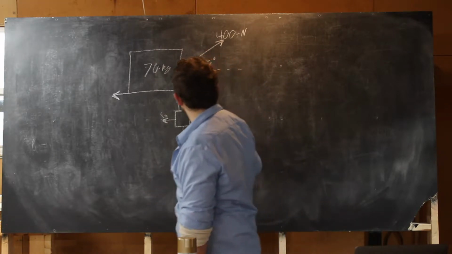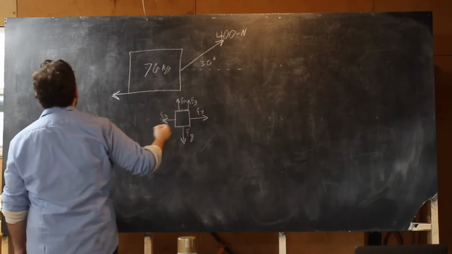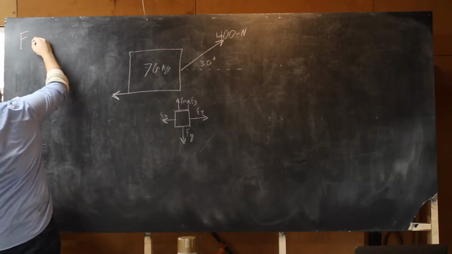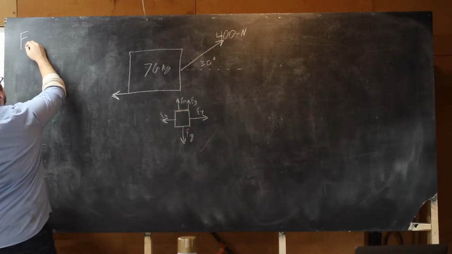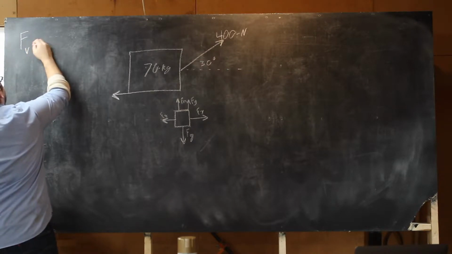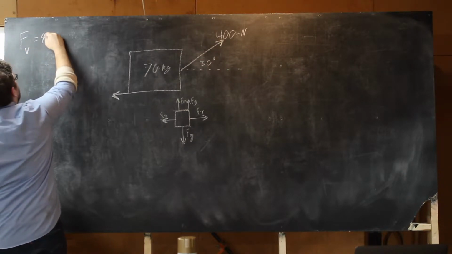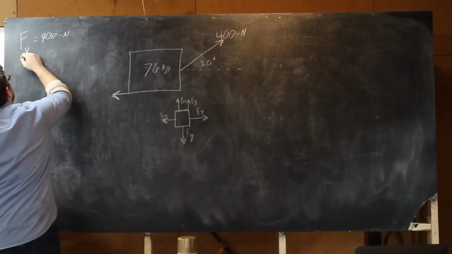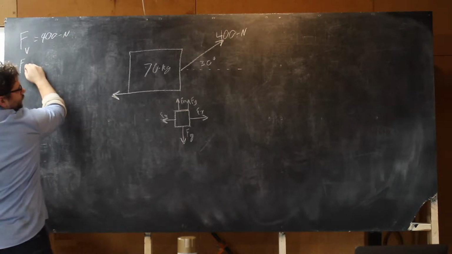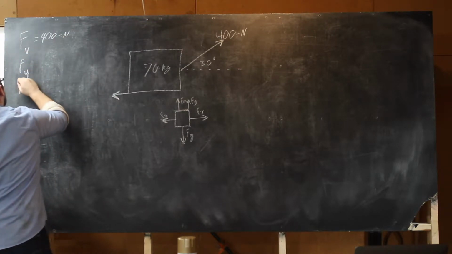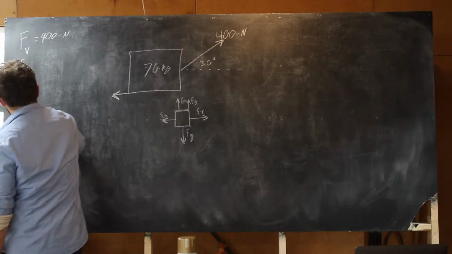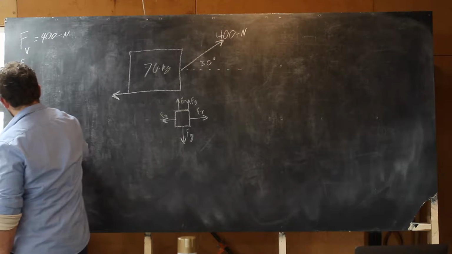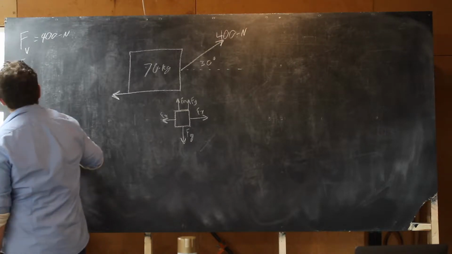So we'll go ahead and label out those forces. We have 5 of them. In fact, let's actually do the vector as a 6th one. So FV for vector is going to be 400 newtons. F in Y, F in X, F G for gravity, force normal, and force friction.